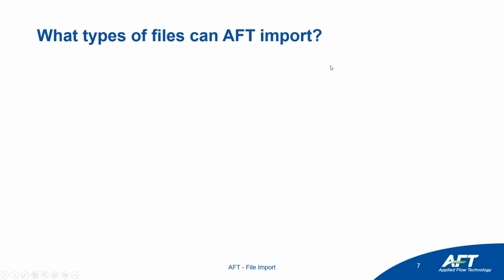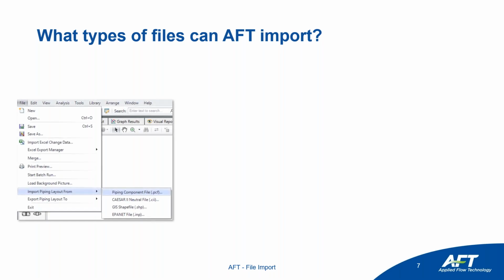So we've looked at how we can import AFT files, either by merging them or by bringing them from other applications, but we also have different piping layouts that we can import. This is accessed from File, then Import Piping Layout From, where we have these 4 different options.